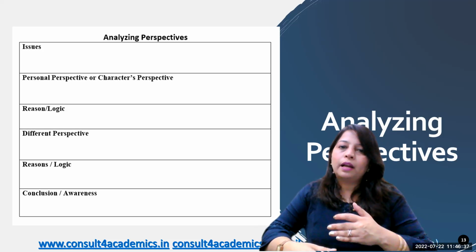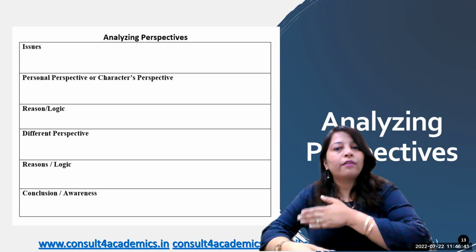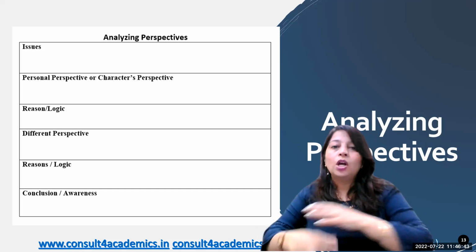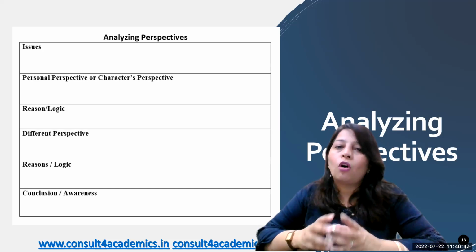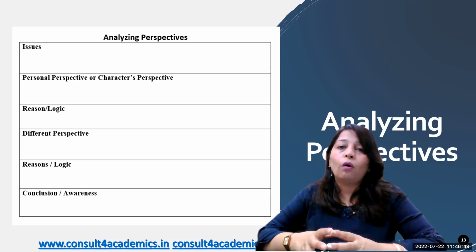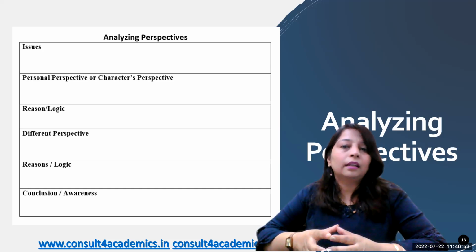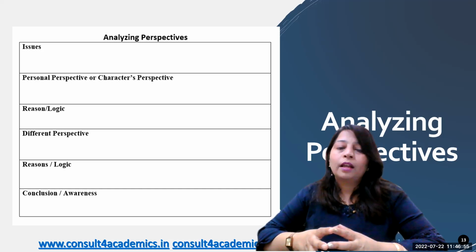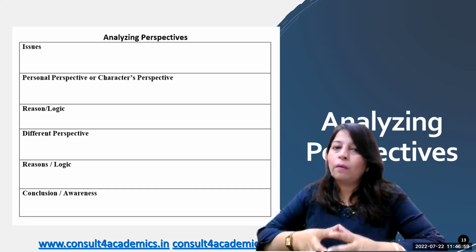Like, this is my personal perspective, this is the character's perspective, this is my friend's or maybe another person's perspective. So what are they concluding based on their data collection, based on their observation? So these are all higher order thinking skills. These enhance students' critical thinking skills that we want. As per competency-based education also, we have to work on various kinds of competencies.